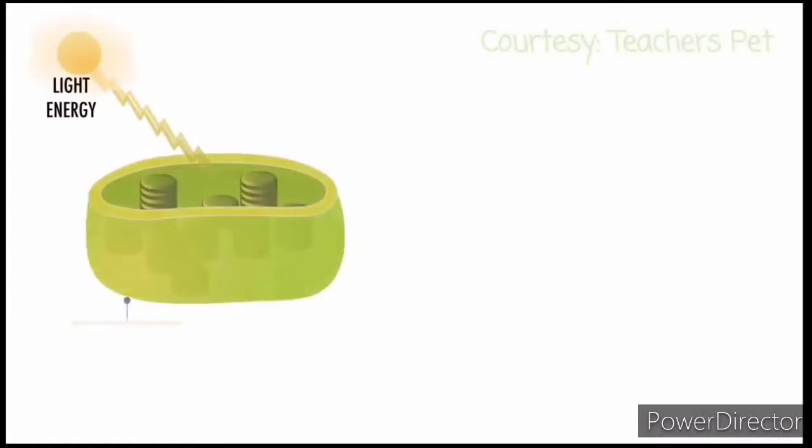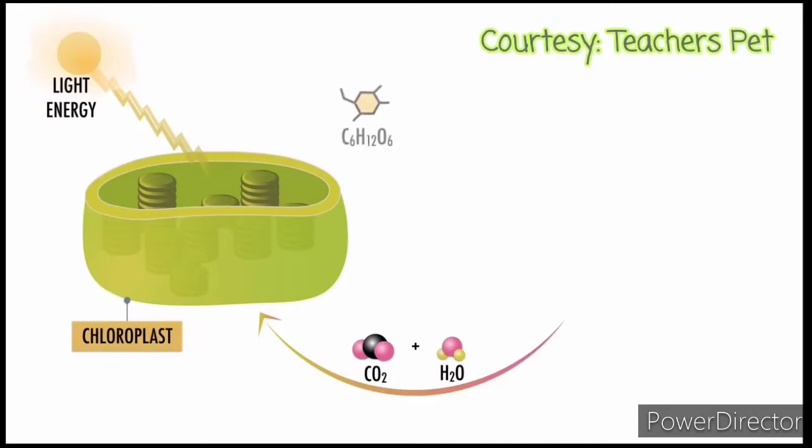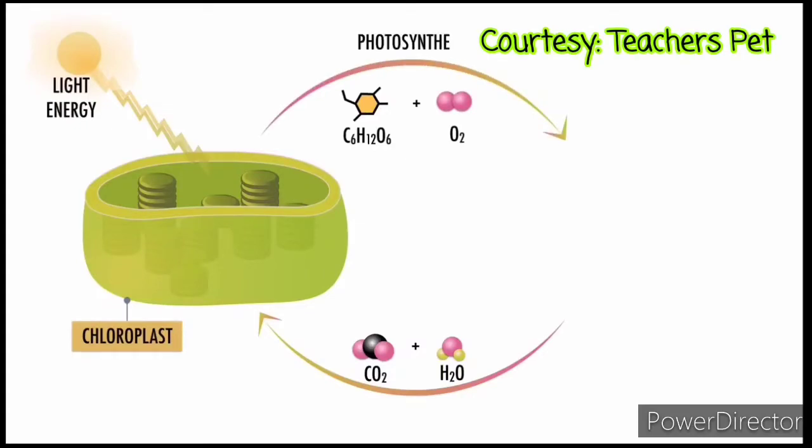It all starts with the sun. Energy from the sun reaches the chloroplasts of a plant, and by taking in water and carbon dioxide, the chloroplast will convert energy from the sun into energy locked in the bonds of glucose. Oxygen is also released as a byproduct. This process is called photosynthesis.